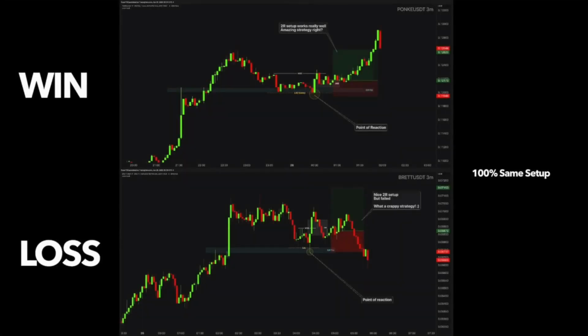Just look at these two trades. Two different coins on the same day. One win and one loss. And it is a 100% same setup. We must think about this for a second.